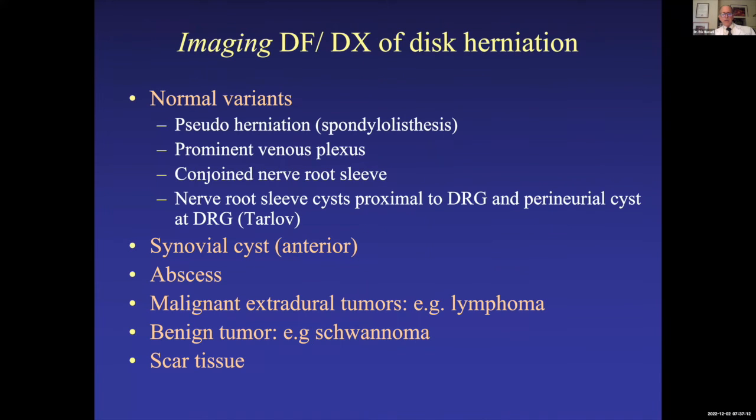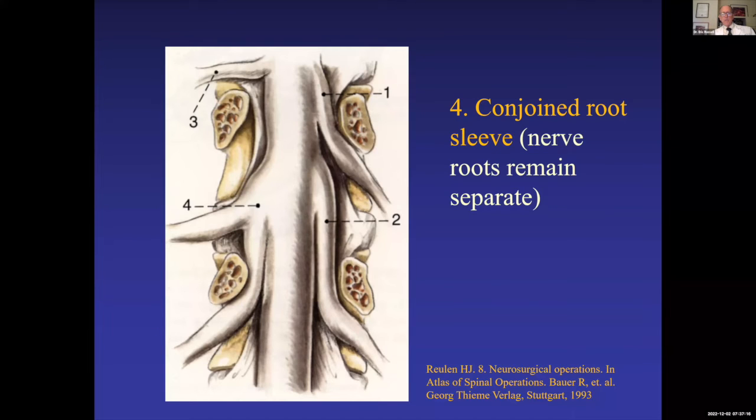Now, normal variants that could occasionally look like disc herniations. One of them is a conjoint root sleeve because it produces asymmetry of fat at the level where the roots are exiting the thecal sac. The nerve roots are individual and exit their normal levels, but there may be a root sleeve that joins both roots at the exit point from the thecal sac, as you can see here on the right, indicated by the number 4. So the roots are exiting their correct levels, but at that level, you'll see more fat around the left-sided root sleeve than the right, because the right side is broader.